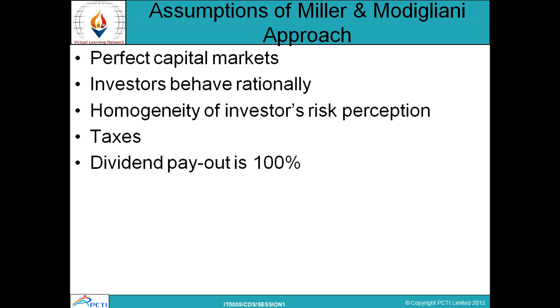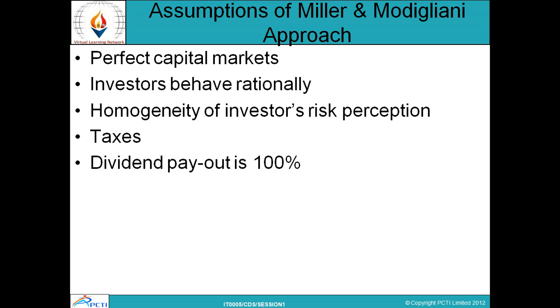And the fourth is taxes. This is based on the assumption that there is no corporate or personal income tax. There would always be effects of taxation on this industry. It plays a major role. And the fifth is dividend payout is 100%. This theory, the Miller and Modigliani approach, is based on the fifth assumption, that dividend is paid out 100%. The firm does not retain earnings for future activity. That company will not keep any money with itself. Whatever profit the company has will be given to the investors or the equity shareholders. It's not possible. The company has to retain some money with them.